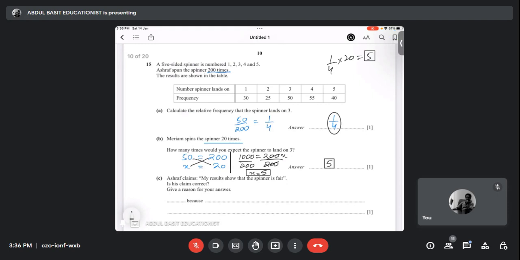I think it is correct because he repeated the process many times. The sample size is very large. I think so. He is right as well.